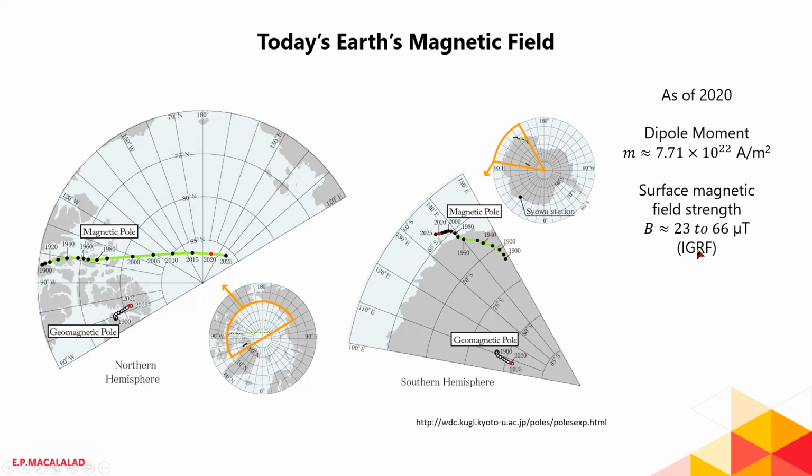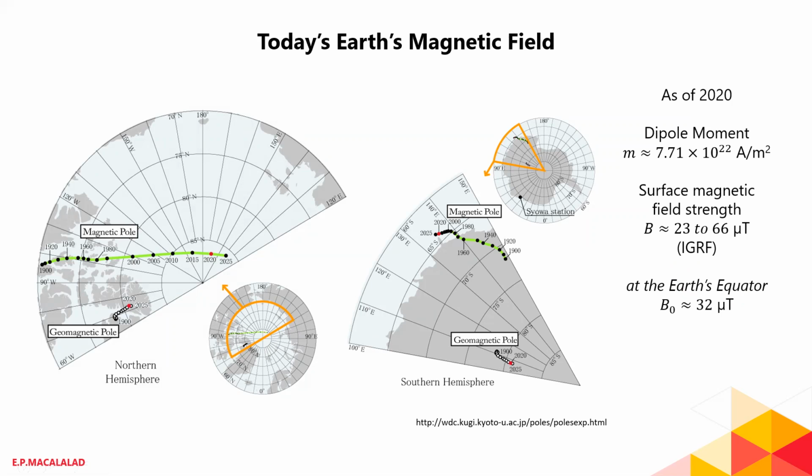So in comparison to the solar wind magnetic field or the interplanetary magnetic field, the surface magnetic field is about 2,000 times stronger than the magnetic field of interplanetary space. Okay, so this is for the surface. At the Earth's equator, it's about 32,000 nanotesla or 32 microtesla.